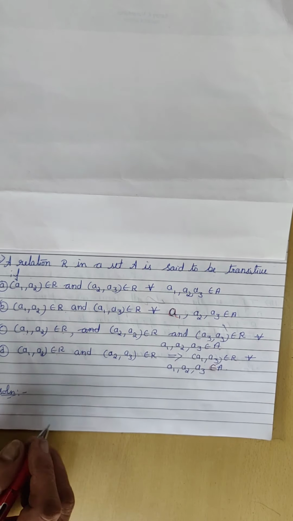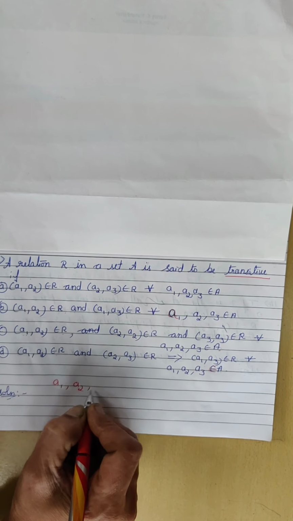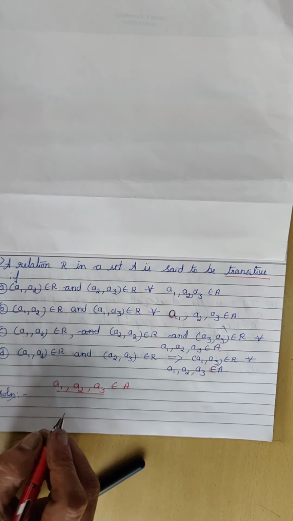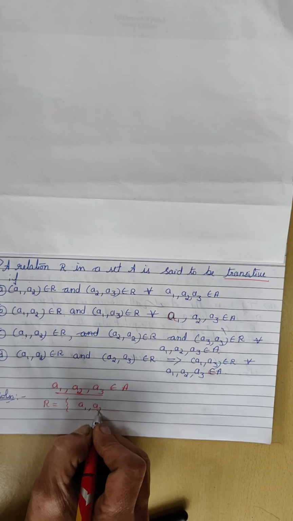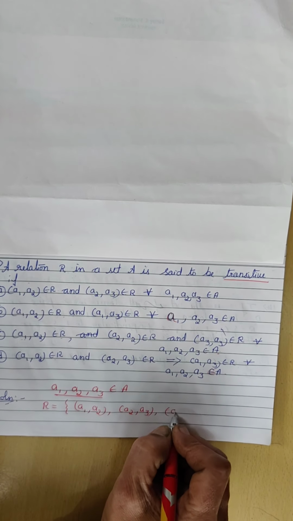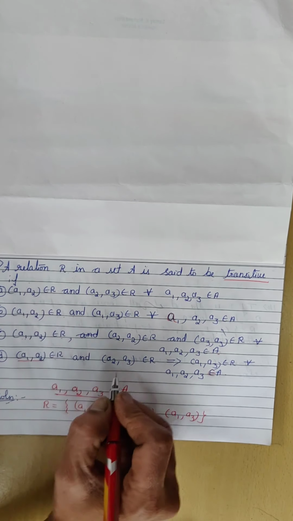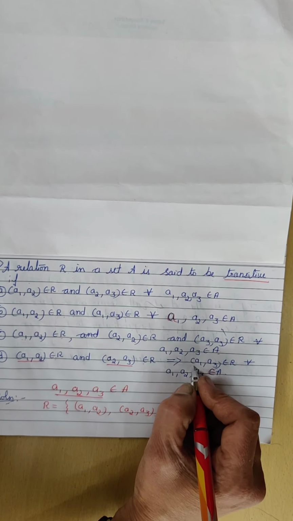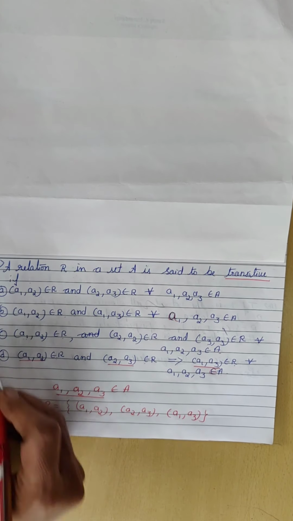So now we know the transitive relation means we will have a1, a2 and a3 belonging to some set A, and the relation will be transitive if and only if (a1, a2), then (a2, a3) and then (a1, a3). So that is there here: (a1, a2) belongs to R, (a2, a3) belongs to R and then (a1, a3) belongs to R. So the option is D. The answer is D here.